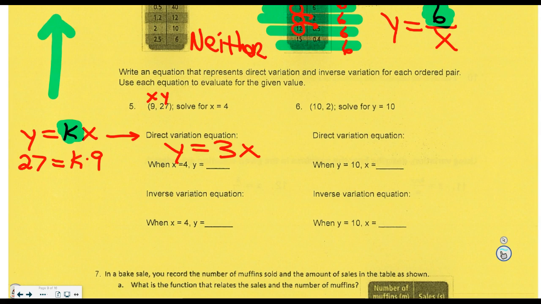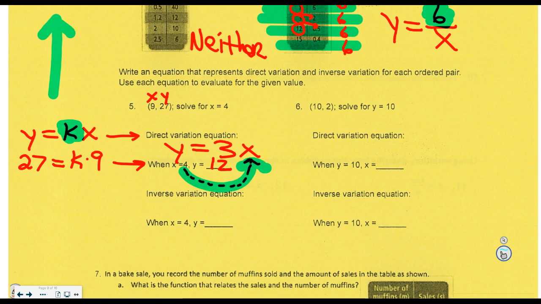Then it says, well, if x is 4, what would y be? Under that same rule, if x was 4 and y is 3x, what would y be? Go ahead, tell me. 12.